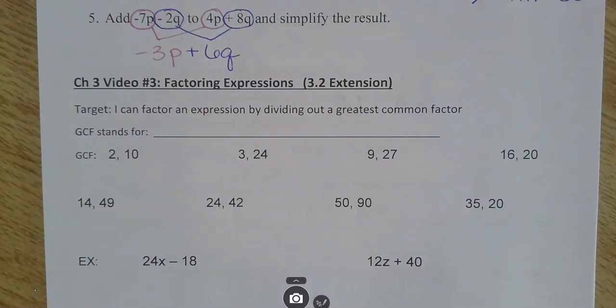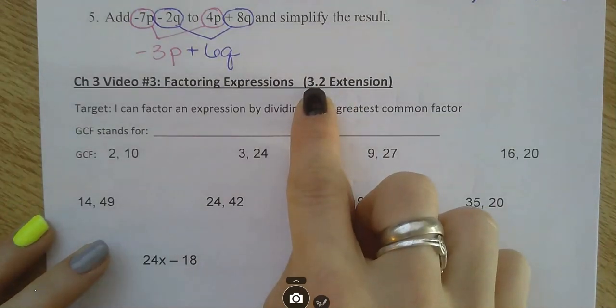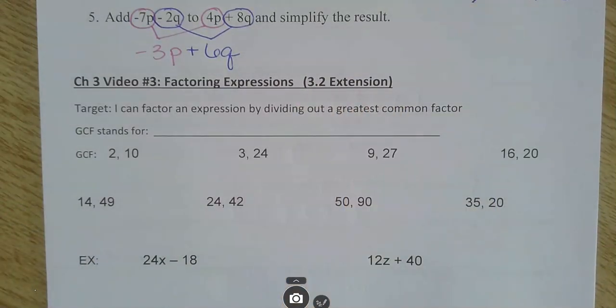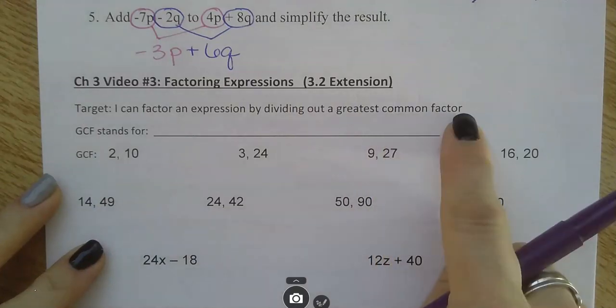All right, let's go. This is video 3 for chapter 3. It goes kind of connected with section 3.2. It's an extension onto that. So in this video, we're going to learn how to factor an expression by dividing out a greatest common factor.